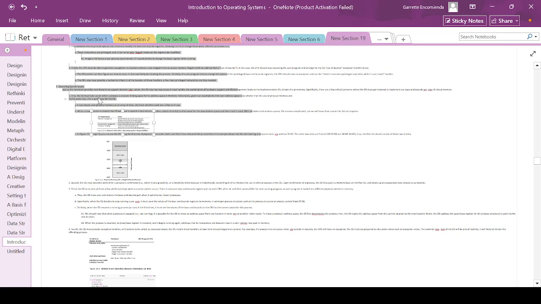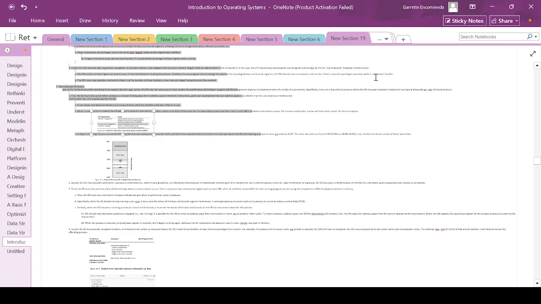Finally, the CPU must be able to generate exceptions in situations where a user program tries to access memory illegally, with an address that is out of bounds. In this case, the CPU should stop executing the user program and arrange for the OS out-of-bounds exception handler to run.